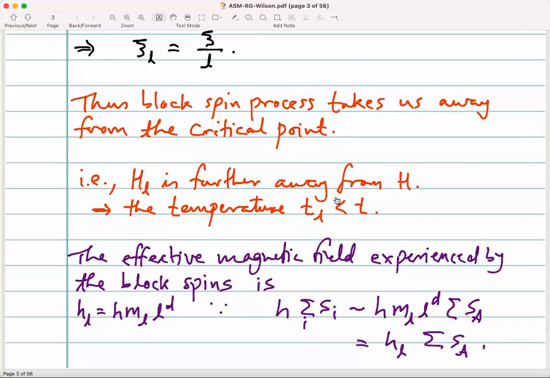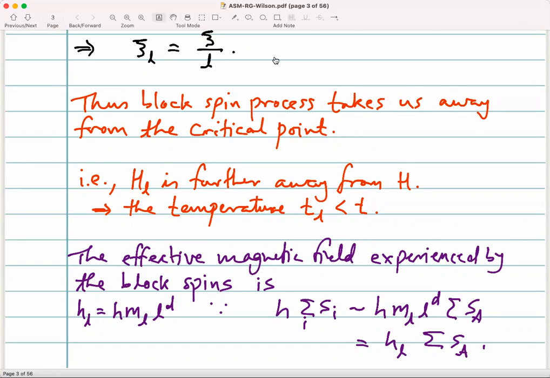I'm not really sure of the statement that we are going away from the critical point, because the actual value of xi is the same. If it was diverging earlier, it still will be divergent. That is right. We are taking the value of xi to be finite, so that we are in the neighborhood of the critical point.